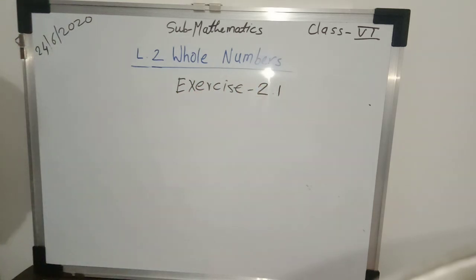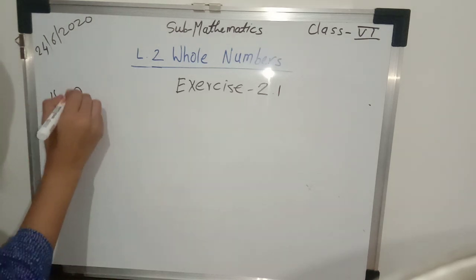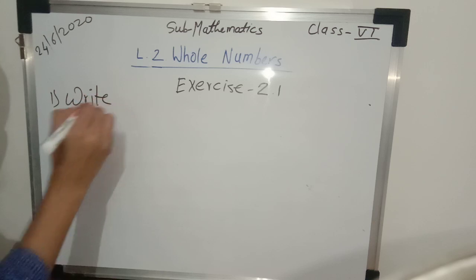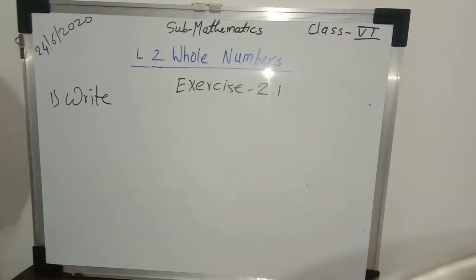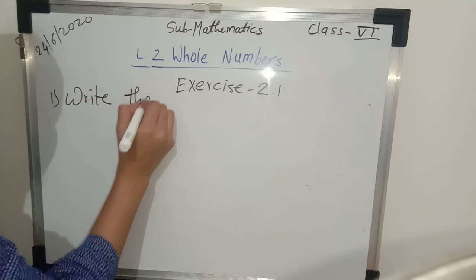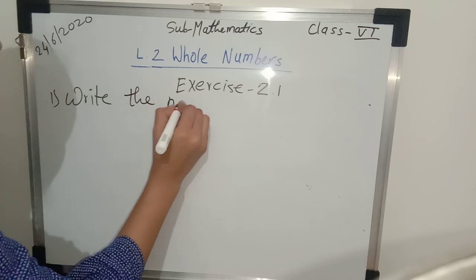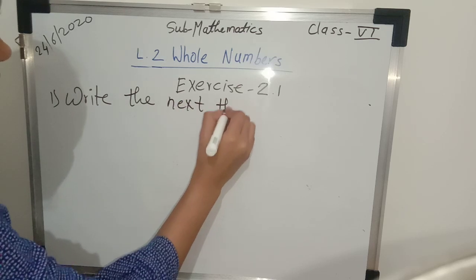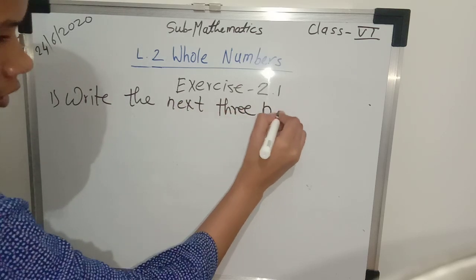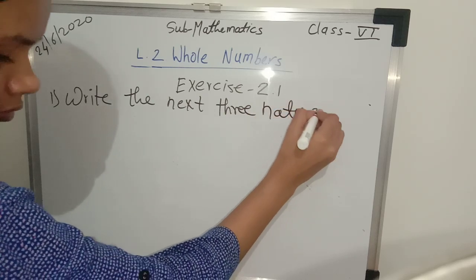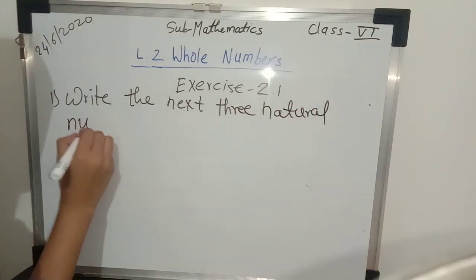The first question is, you have a textbook, you can copy the question from the textbook. Write the next 3 natural numbers.